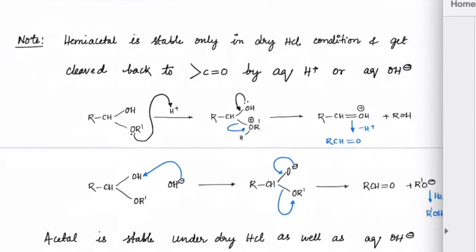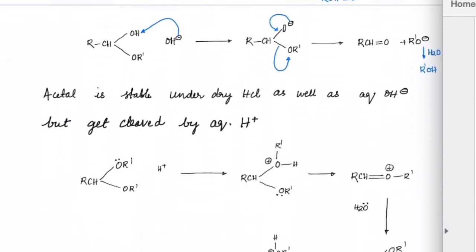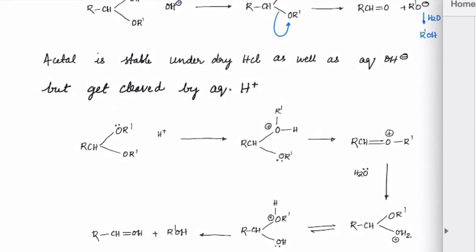But let us see what happens with acetals. In case of acetals, acetal is definitely stable in dry HCl, and it is also stable in aqueous OH minus, which means in basic conditions also. And this would become very useful information when we discuss biomolecules, where we try to maintain all the acetal forms in basic solutions. So in aqueous OH minus it is stable.